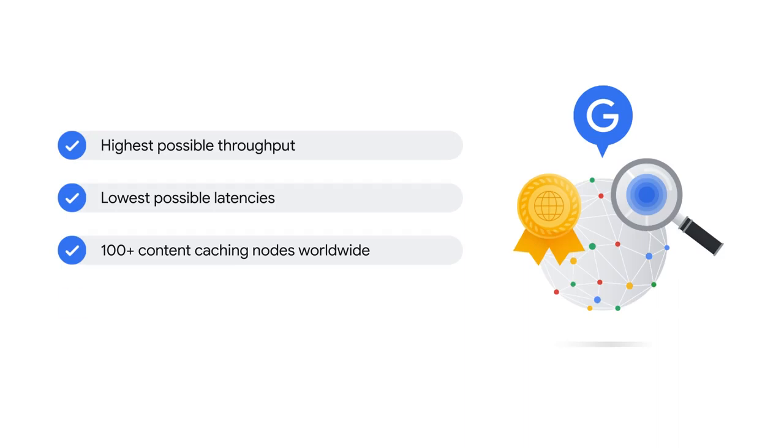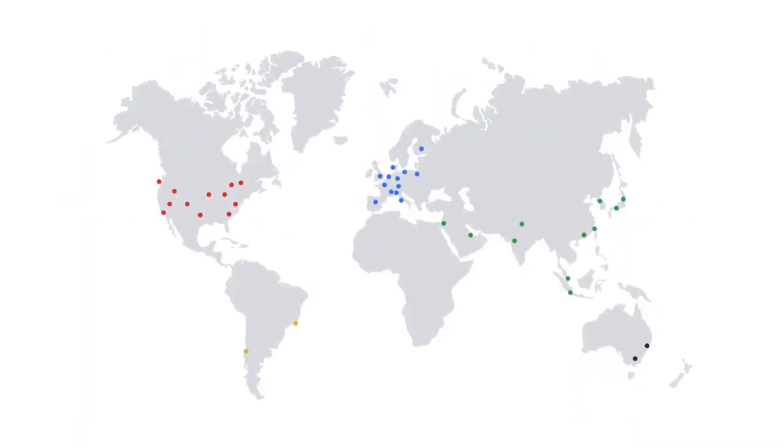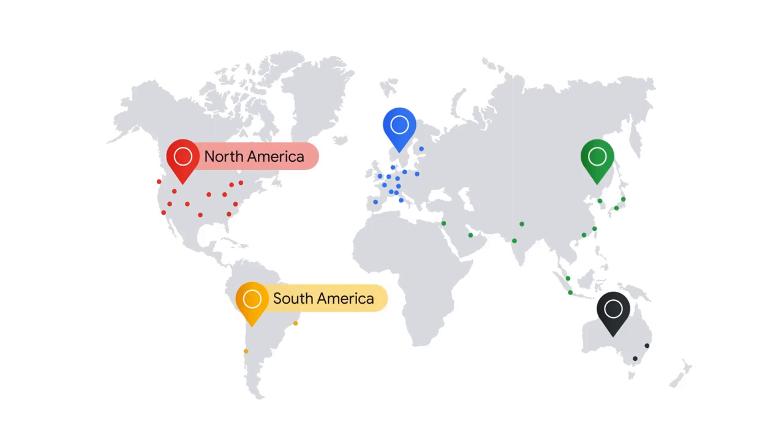These are locations where high-demand content is cached for quicker access, allowing applications to respond to user requests from the location that will provide the quickest response time. Google Cloud's infrastructure is based in 5 major geographic locations: North America, South America, Europe, Asia, and Australia.